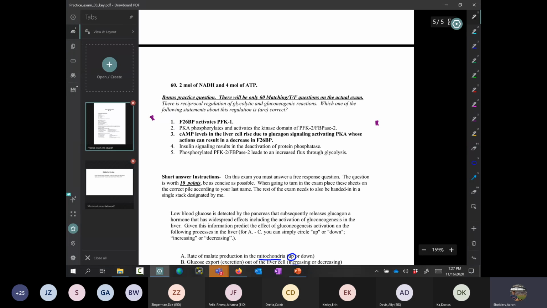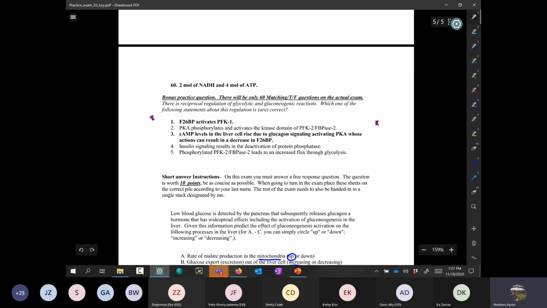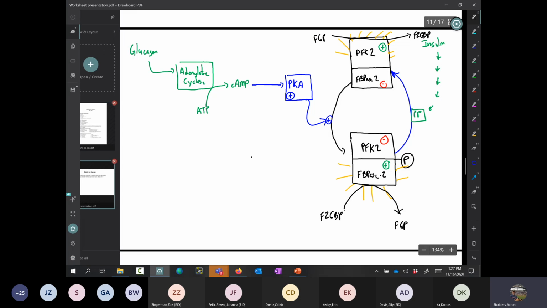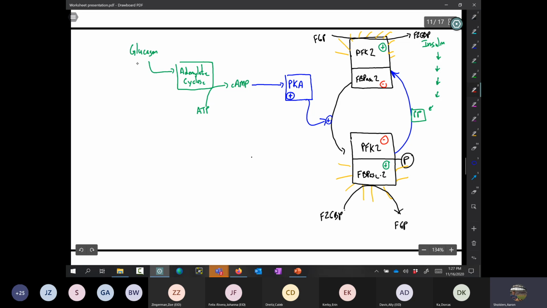Come back to this question number 3. Cyclic AMP levels in the liver cell rise due to glucagon signaling activating PKA, whose actions can result in a decrease of fructose 2,6-bisphosphate. Let's come here. That's true, right? So glucagon signaling leads to a rise in cyclic AMP, so these are going up. That's going to activate PKA, which is going to then phosphorylate this, which is then going to decrease levels of fructose 2,6-bisphosphate.